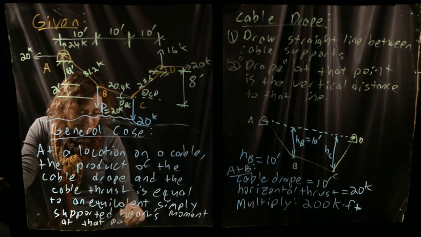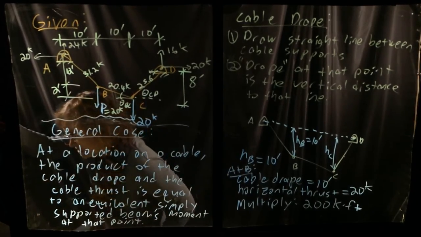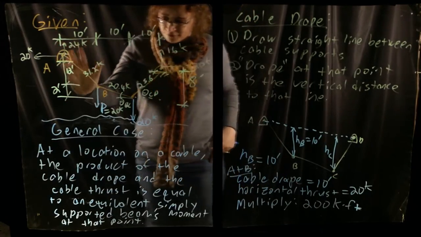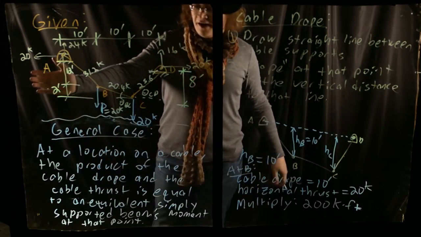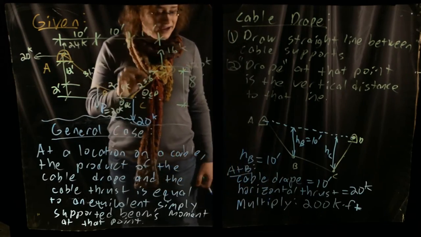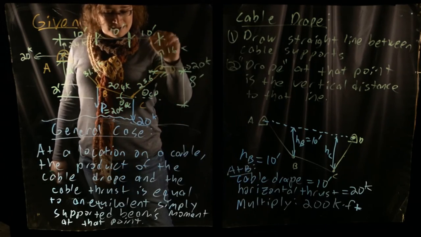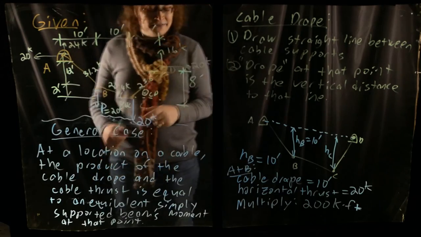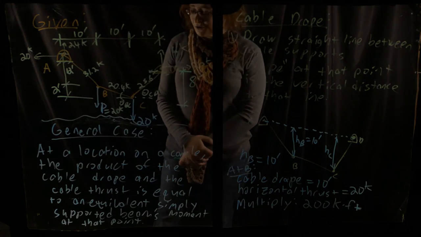And this is what we're going to be using for our cable analysis. This is really our fundamental principle. So if you want to know what the force in a cable segment is, you can cut it at a location. First create a simply supported beam with the same length and the same loading. Find what the moment is at that point. And then say, okay, well, the force on that cable is simply going to equal that equivalent moment divided by the cable drape at that location. And we will look at some more examples of this early next week.